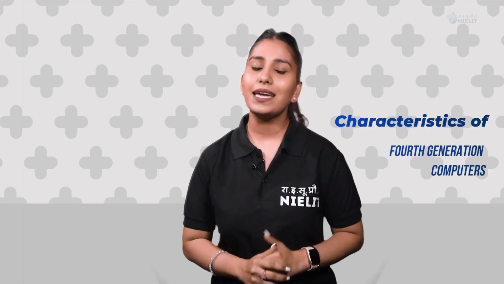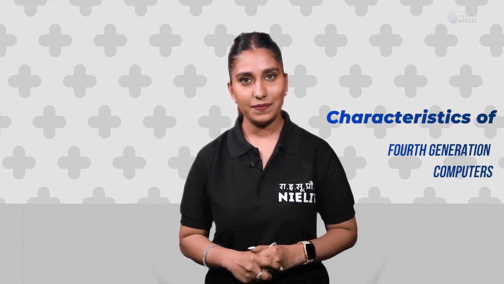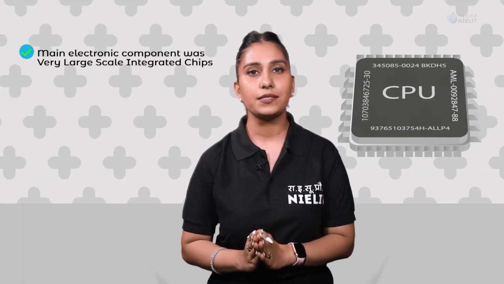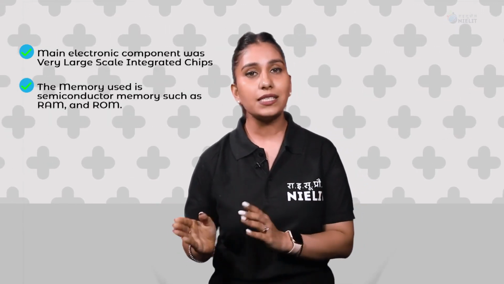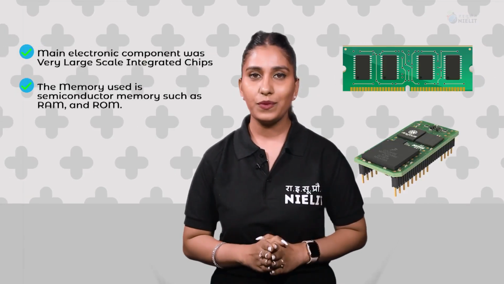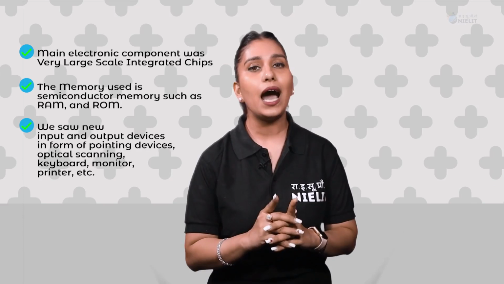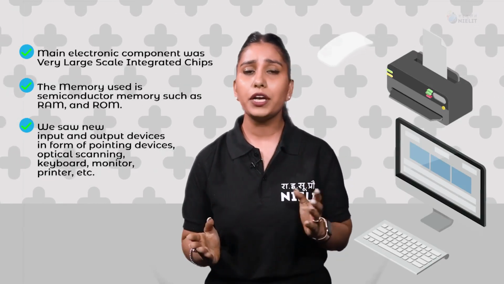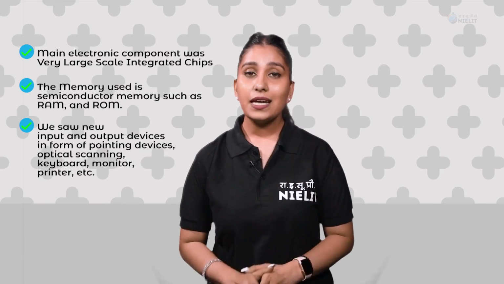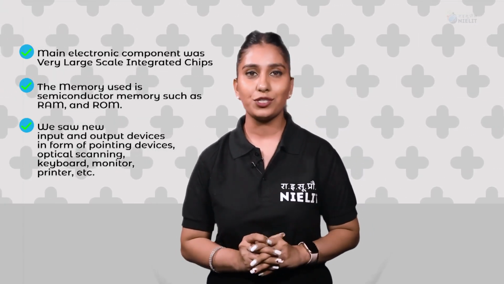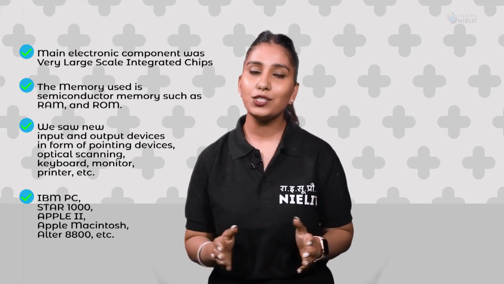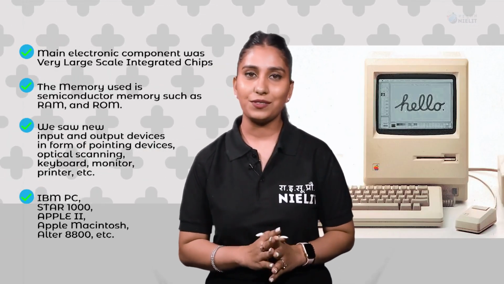Let us now discuss the main characteristics of fourth generation computers. The main electronic component is very large scale integrated chips, VLSI, and the microprocessor. The memory used is semiconductor memory such as RAM and ROM. We saw new input and output devices in form of pointing devices, optical scanning, keyboards, monitor, printer, etc. Now let's discuss some of the examples of fourth generation computer: IBM PC, Star 1000, Apple II, Apple Macintosh, Altair 8800, etc.